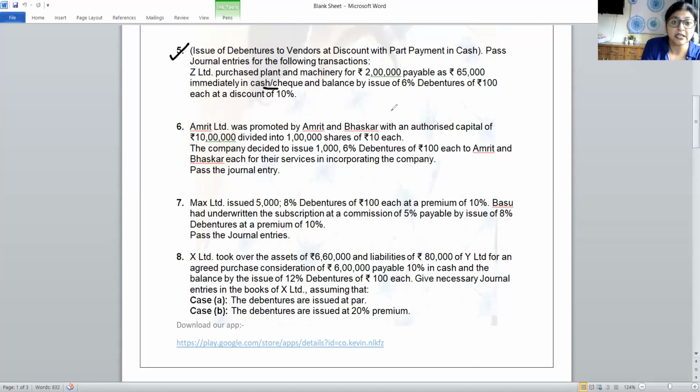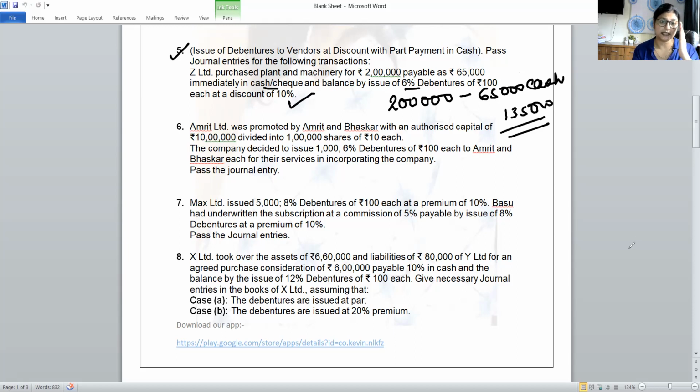What is happening? The total purchase consideration is 2 lakh rupees, but out of this 2 lakh rupees, 65,000 rupees is paid through cash. So this is the cash payment. And the next is balance by issue of 6% debenture of 100 at a discount of 10%. So a 10% discount is there, and debentures are issued for the remaining price. If we deduct 65,000 from 2 lakh, debentures are issued for 1 lakh 35,000.